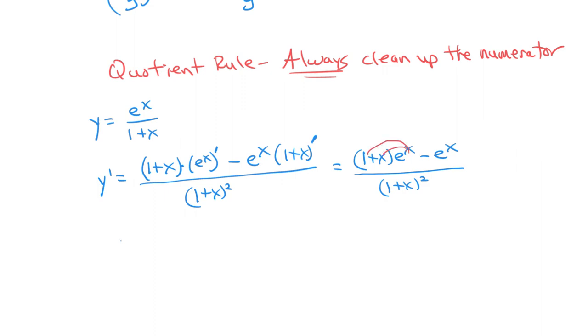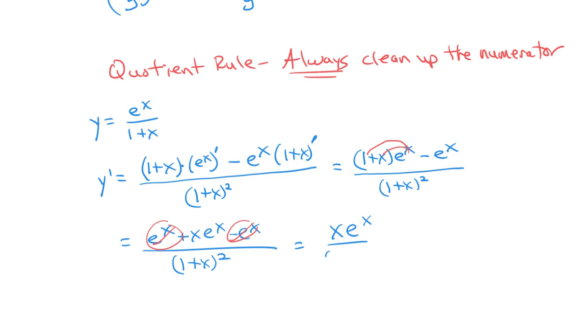And when we do that, we'll get y prime equals e to the x plus x e to the x minus e to the x all over 1 plus x squared. And see, now we've got e to the x minus e to the x, so those will cancel. And this happens a lot with a quotient rule. That's why I always want to clean up the numerator. So we end up with x e to the x over 1 plus x squared.